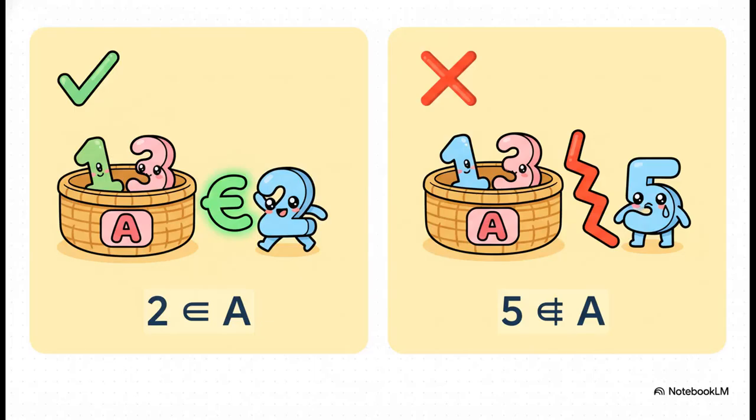Simple, right? Now, to say that something is an element of a set, we use this cool symbol here that looks kind of like a curvy E. So if we have a set A that's {1, 2, 3}, we'd write that 2 is an element of A. And to say something is not in the set, you guessed it, we just draw a line right through that symbol. So in this case, 5 is definitely not an element of A.